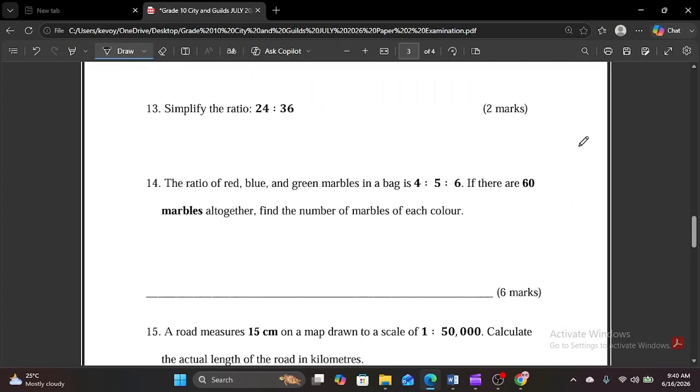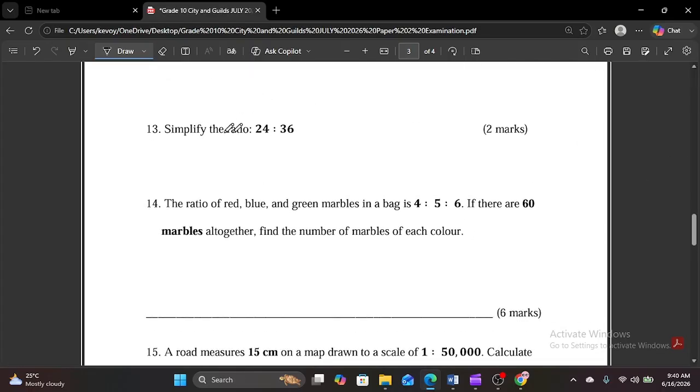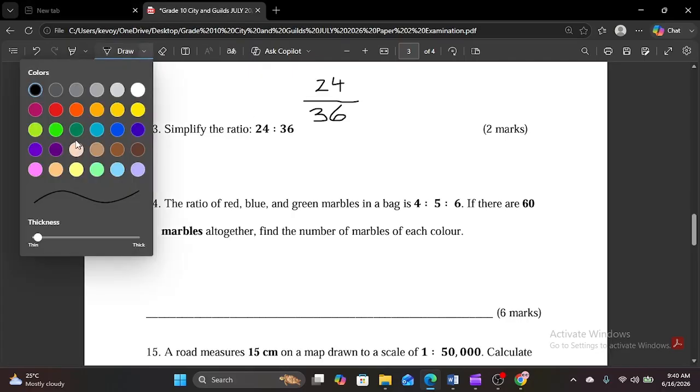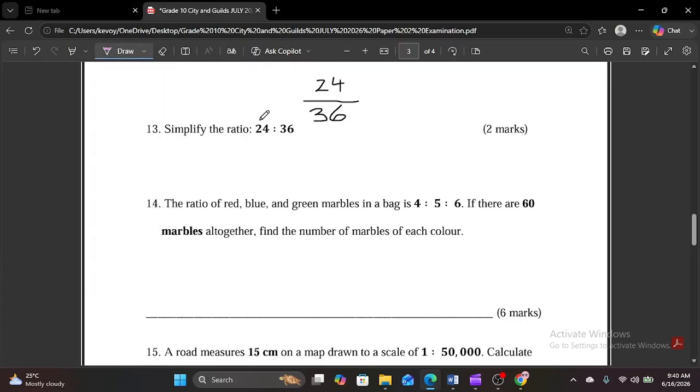Right here, it asks us to simplify this ratio. So if you simplify the ratio, I'm going to write it as a fraction first. It's going to look like 24 over 36. So yes, we can write a ratio as a fraction. To write our ratio as a fraction, the first digit is going to be my numerator, and the second digit is going to be my denominator. All right, so that's how we end up with this fraction.